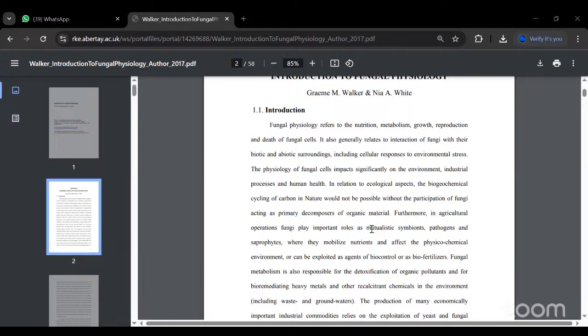As biofertilizers, fungal metabolism is also responsible for the detoxification of organic pollutants and for bioremediation, removing heavy metals and other recalcitrant chemicals.